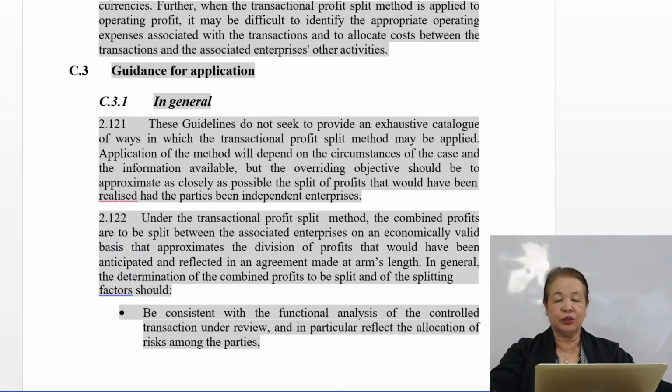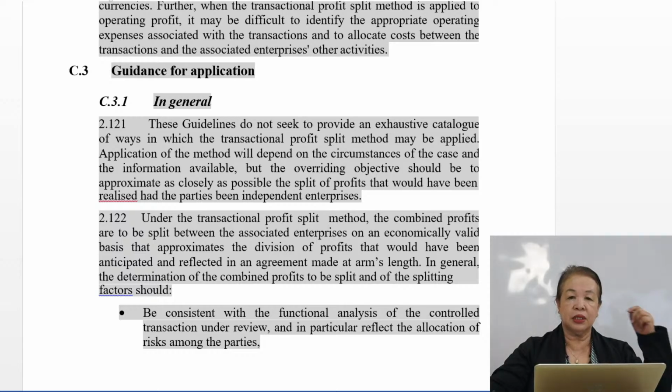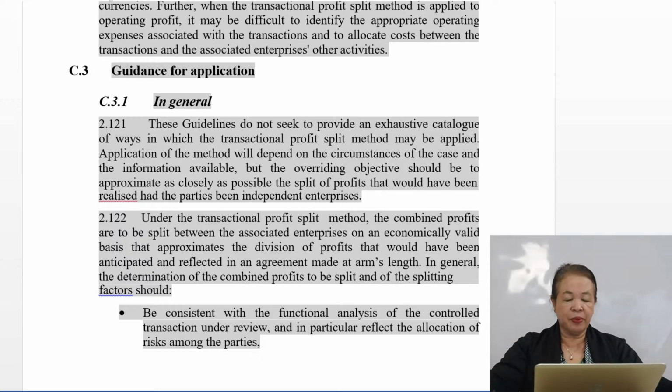So, let's now go to the five transfer pricing methods. We have discussed the first method, the comparable uncontrolled price method, then the second is the resale price, the third is the cost plus method, the fourth is the transactional net margin method, and the last is the profit split method. So, guidance for application.